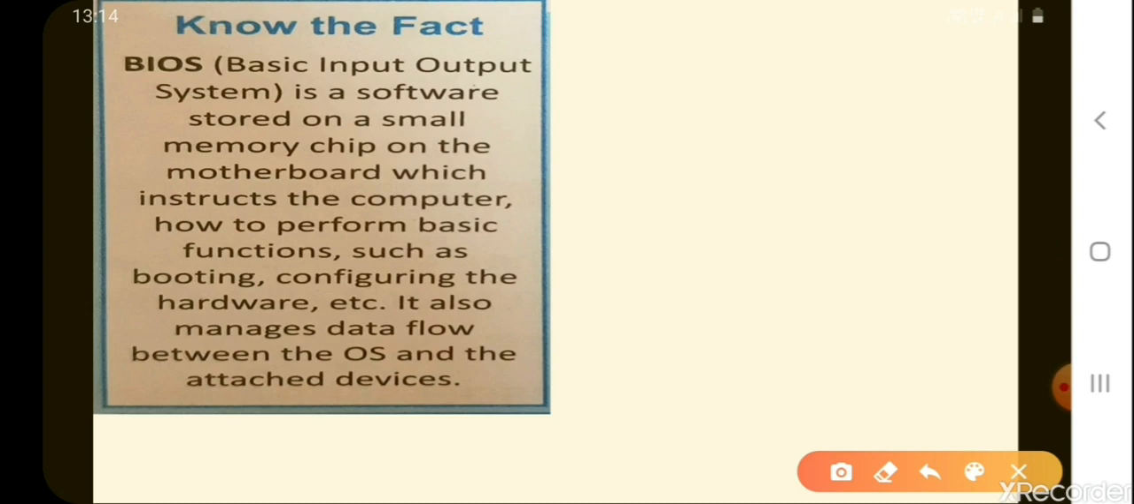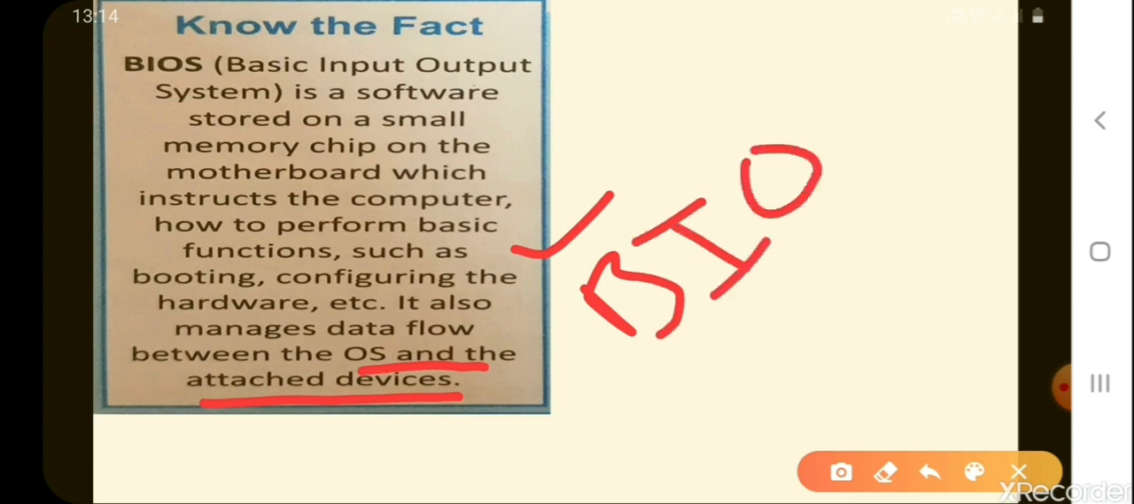If you install a new hardware into a computer, it will first try to communicate with the BIOS. BIOS will help you to configure or make that hardware work properly with the computer. It also manages the data flow between the operating system and the attached devices. So this is BIOS. BIOS stands for Basic Input Output System.